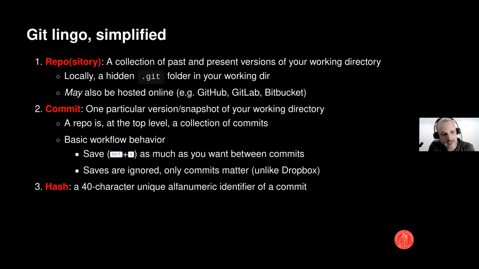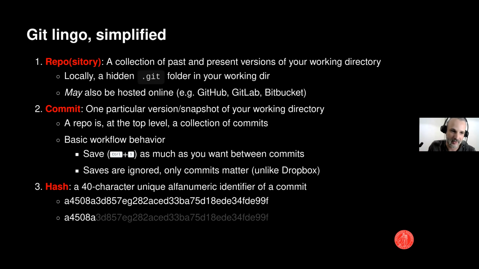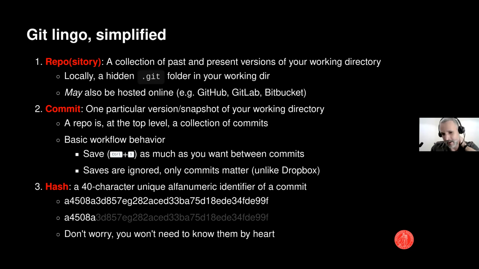And third, hash. It's basically a 40 character alphanumeric identifier of a commit. So every commit has a code, an identity that's called the hash. It's usually pretty long, but we often use a shortened version of it. Usually the first 6 characters is more than enough. And in any case, you don't need to worry. You're not going to need to know them by heart. They will always be visible for you on the log. We're going to talk about this a bit later.